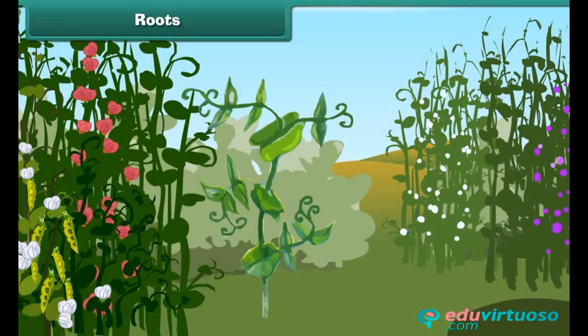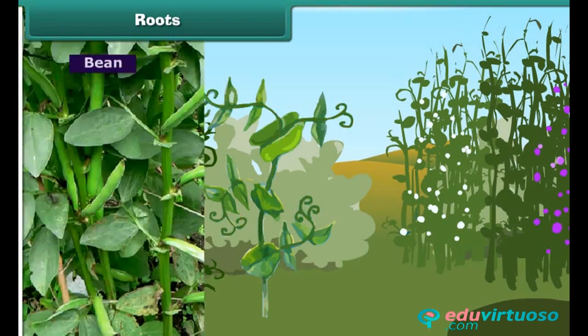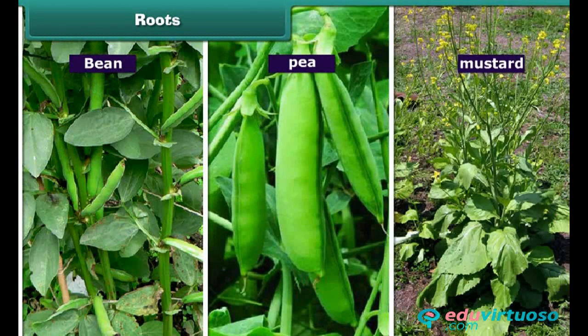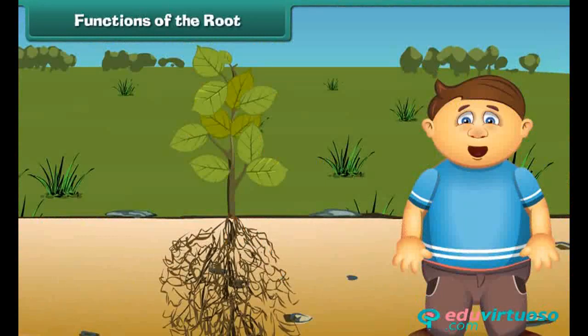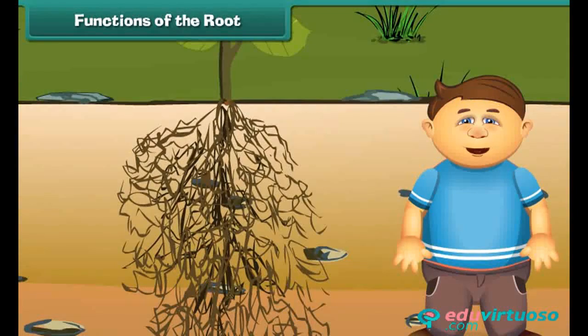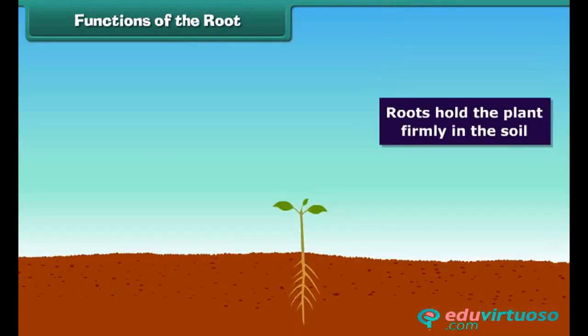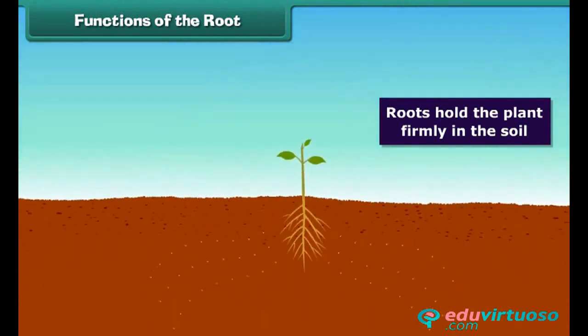Do you know that there are mainly two types of roots? Tap roots and fibrous roots. But what are they? In a tap root, there is a main thick root that grows deeper in the soil. Several weak and thinner roots grow out from this main root. Tap roots are generally found in bean, pea, and mustard plants. But in a fibrous root, a number of almost equal-sized roots are attached to the end of the stem. That is, there is no main root like tap root.